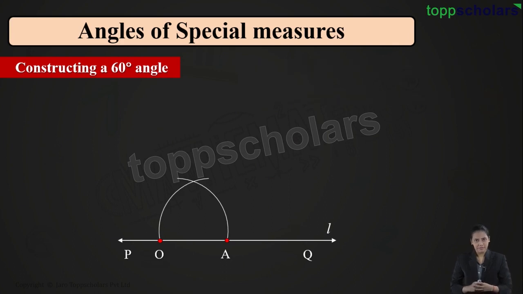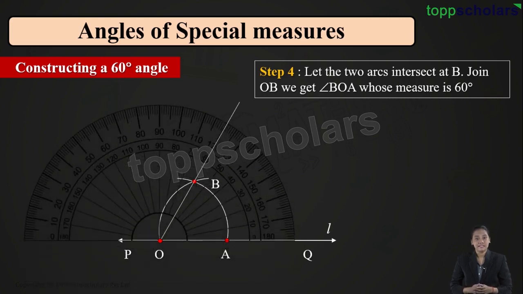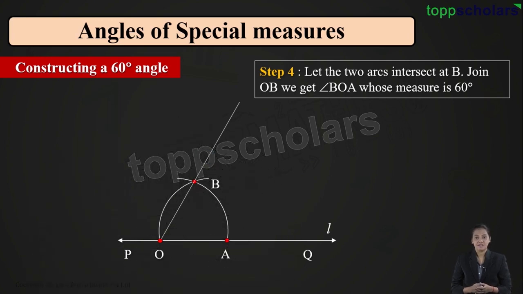Let's see the next step. Now we will name this point as point B, and we will join O and B like this. So this is nothing but angle 60 degree. Can you see? It is angle 60 degree. We have constructed an angle of 60 degree.